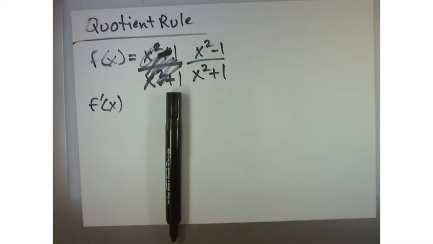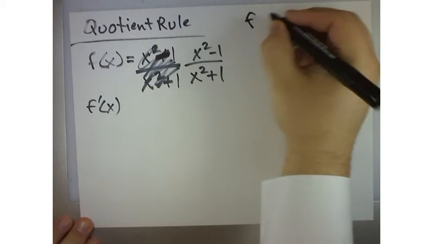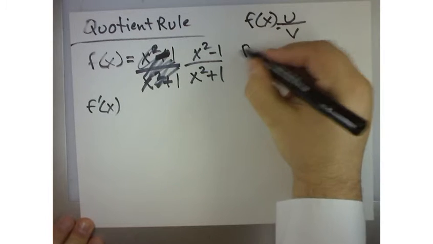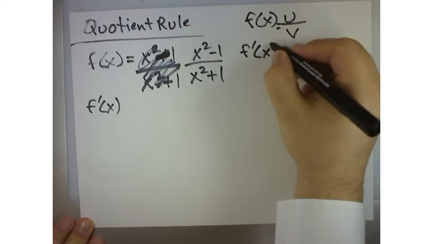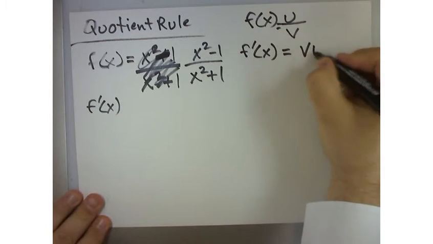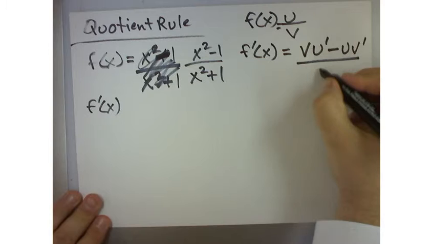You could do it and you would get the answer, but it would literally take like 2 or 3 pages of work, and then you might make a mistake somewhere. Once you cancel out, it's pretty simple, but this rule makes it a lot easier. So what we're going to apply is the quotient rule, and the quotient rule is simple. If f of x is u over v, then f prime of x is equal to v u prime minus u v prime all over v squared.